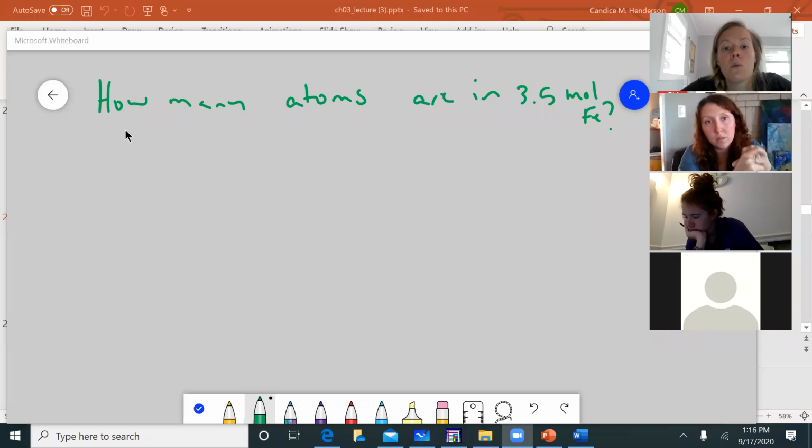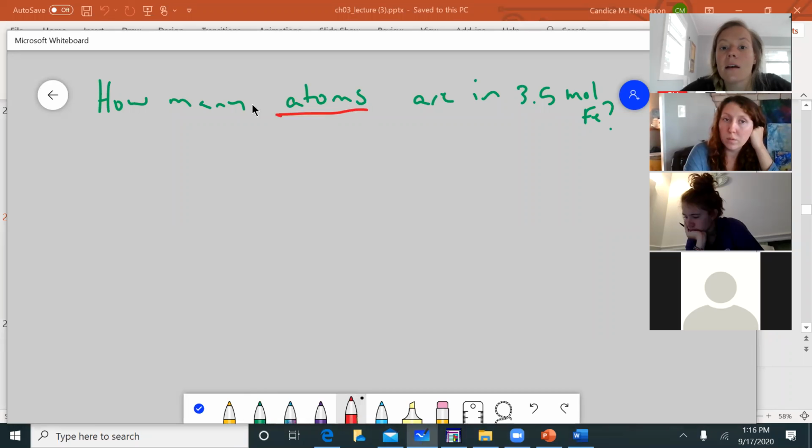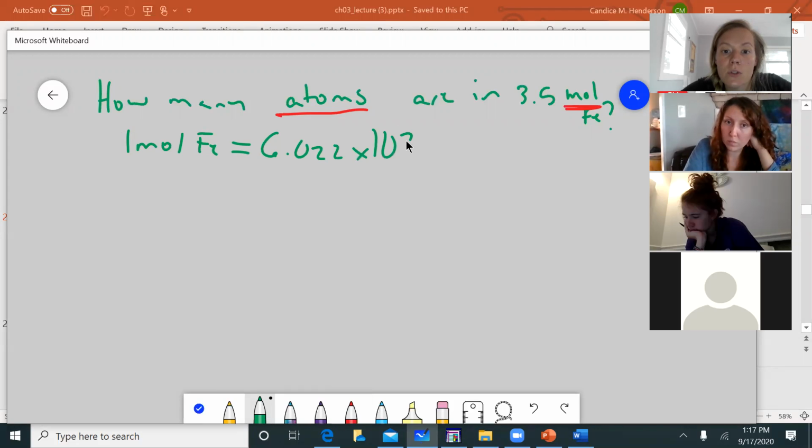Okay, so we're going to use Avogadro's number, the conversion factor, to solve this problem. How many atoms are in 3.5 moles of iron? Anytime you see something trying to relate atoms or molecules to moles, just write down Avogadro's number. In this case, we're dealing with iron. It doesn't really matter whether we're going from atoms to moles or moles to atoms, but I'm going to write it out anyway. 1 mole of iron will equal 6.022 times 10 to the 23rd iron atoms. Because iron is an element, the smallest identifiable thing would be an atom. So this is our relationship.